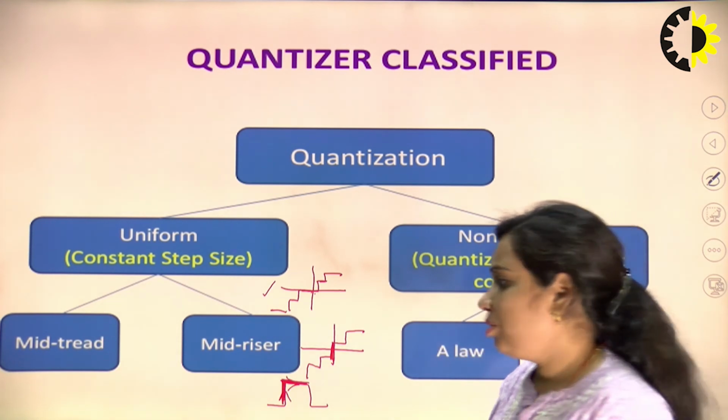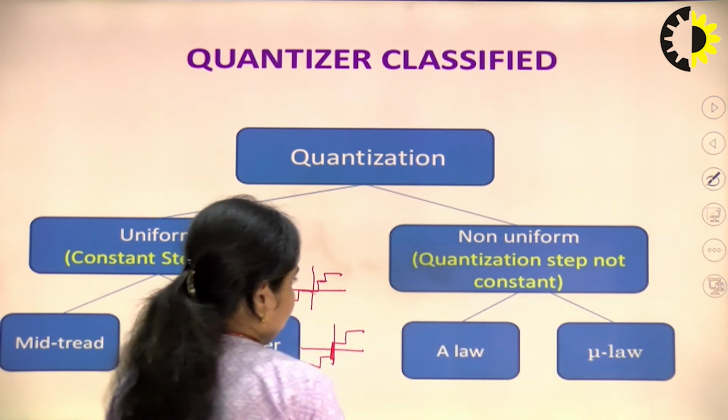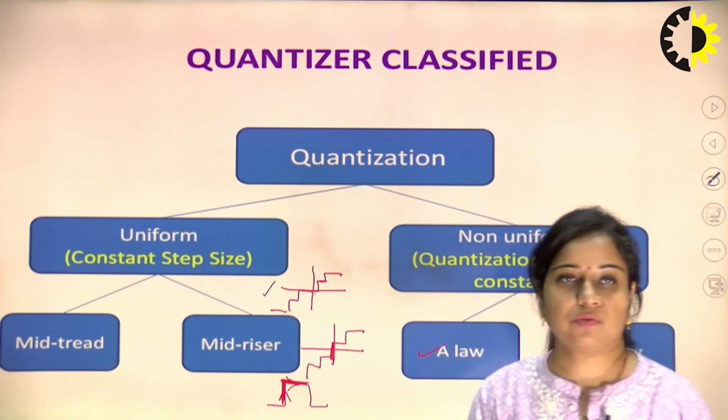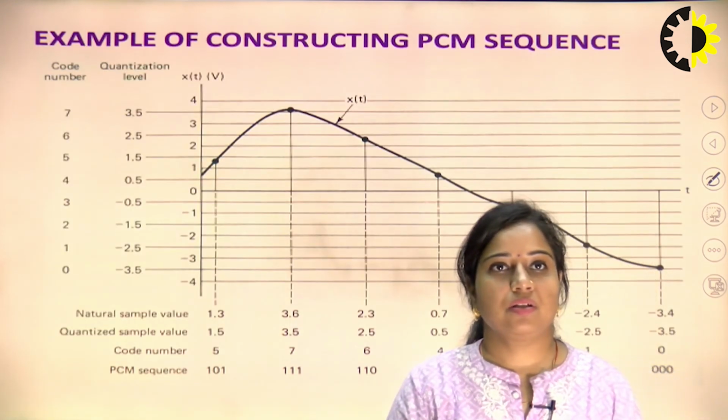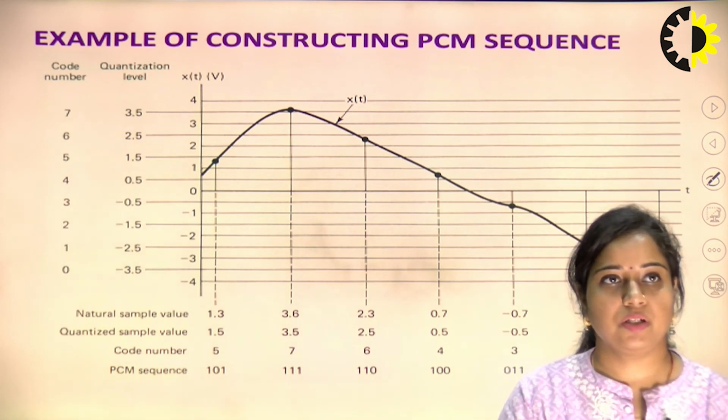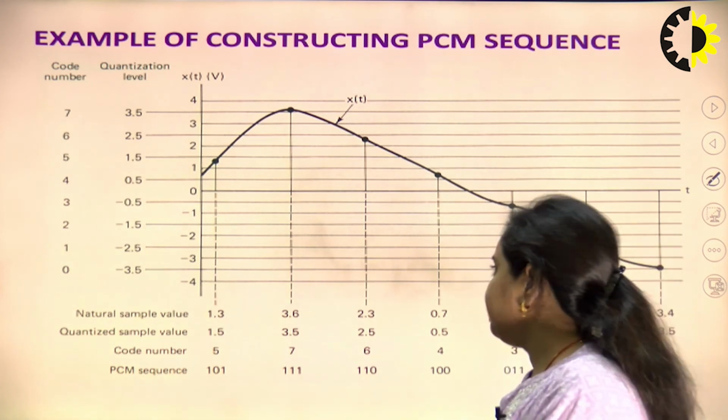Next one is the non-uniform quantization. In case of non-uniform quantization, the delta will be varying and it is of two types, that is A law and mu law. So, that is the case for quantization. Now, this is a very good example which is showing all the steps in detail.